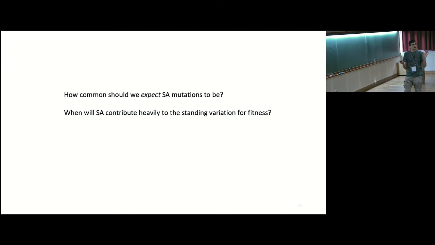Okay, so let's jump back away from real data for a second and just think about how common we should expect sexually antagonistic alleles or sexually antagonistic mutations to be. So when mutations are occurring in the genome, how often would we expect sexually antagonistic mutations to occur? And then we'll also think a bit about, if we knew how often they occur, how much do we expect them to contribute to standing variation for fitness, and might it be different in some contexts than other contexts?